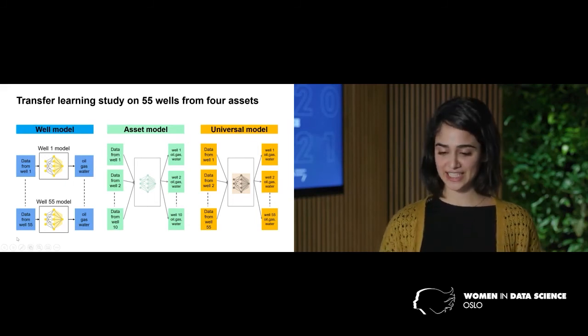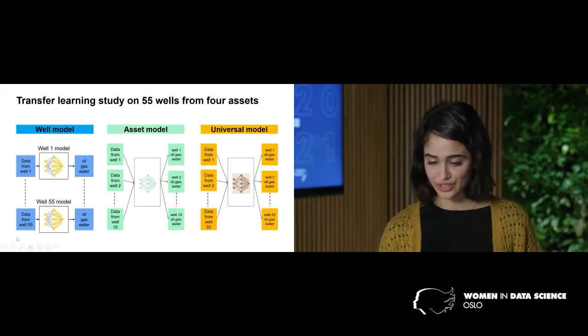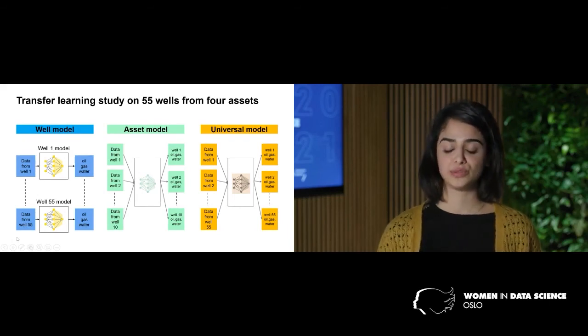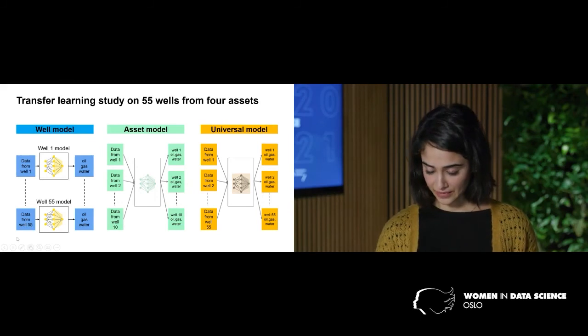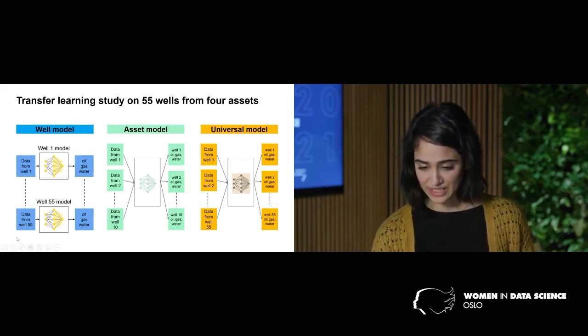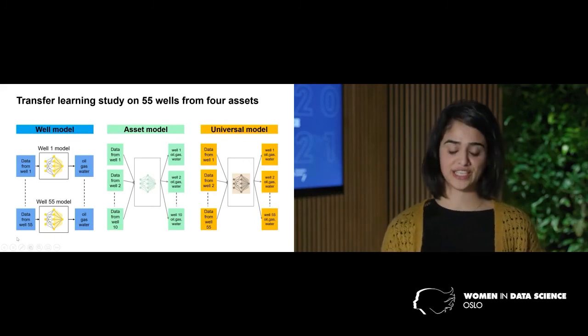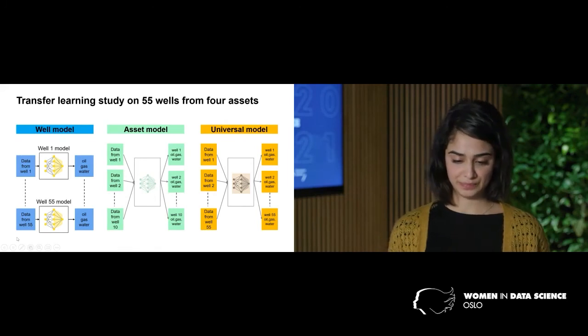All right, so it looks like most of the ones that have guessed, 52% of you are thinking the asset models will do best. 30% think the universal model, and 17% think that the well models will be the best. So let's take a look at the results.